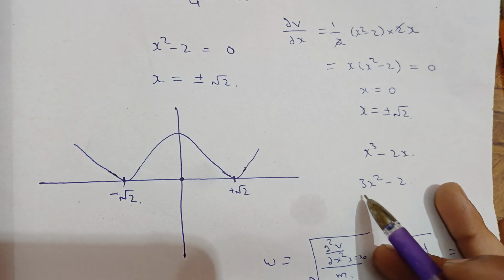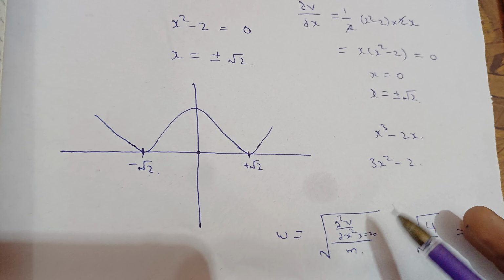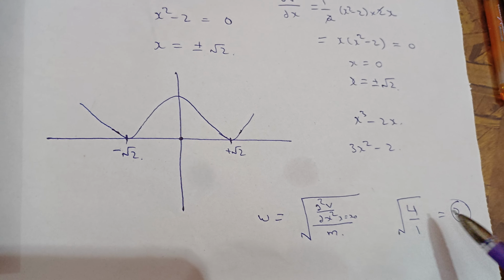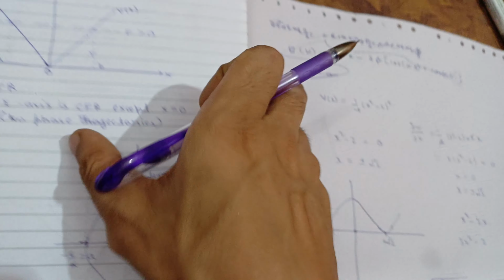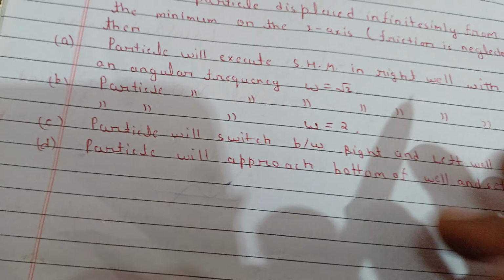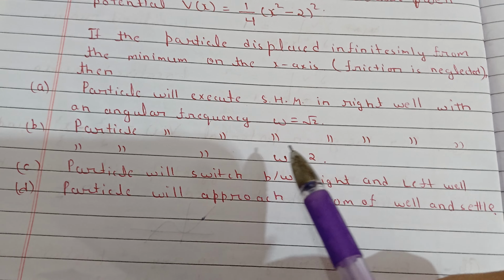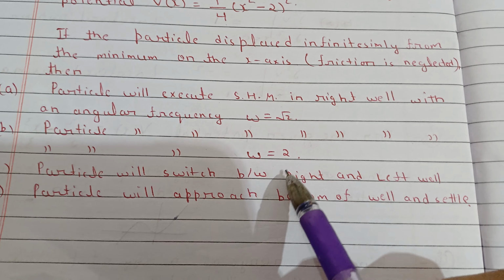So at root 2, what will be the value of this? 3 times 2 is 6, 6 minus 2 is 4. So the value of this is 4. Substitute it here. So under root 4 will give you 2. So the frequency will be 2. So we'll see in this question, option B will be right. The particle will execute SHM in the right well with angular frequency 2.